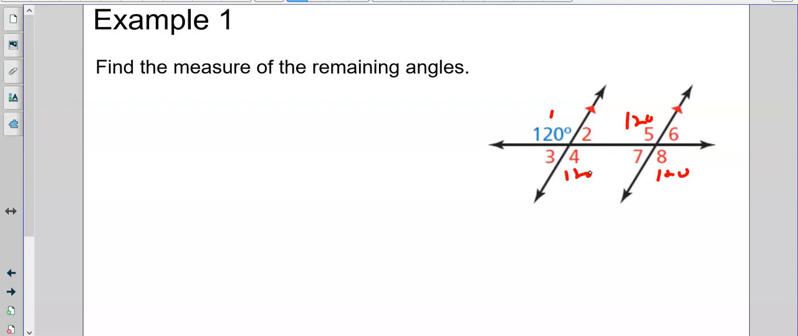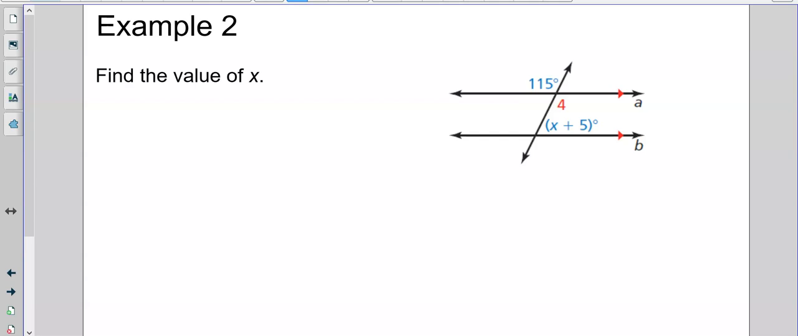Now, angle 1 and 2, or angle 1 and 3, are both supplementary. Therefore, these are both 60. Also, 2 and 5 are supplementary because they're consecutive interior. So if you look at this, there's really only two measurements. All of the acute angles are 60. All of the obtuse angles are 120.